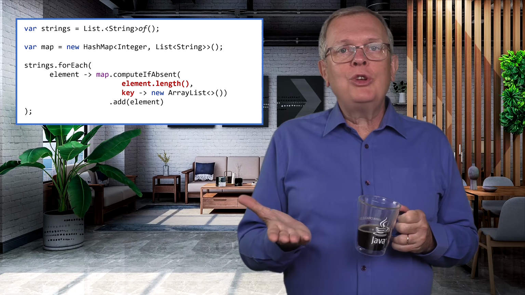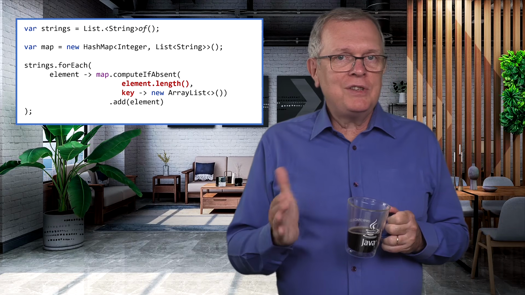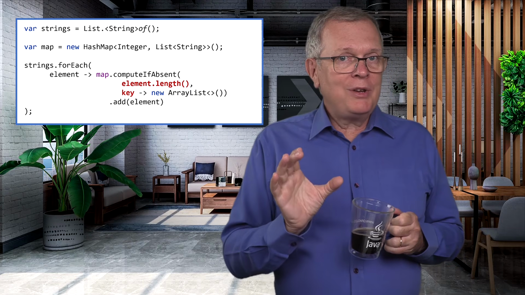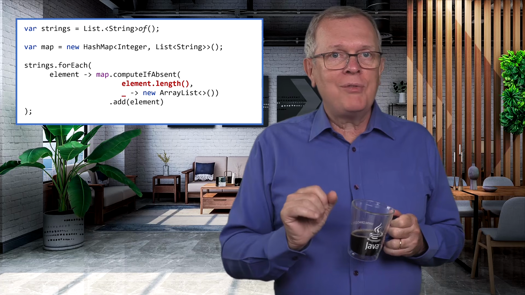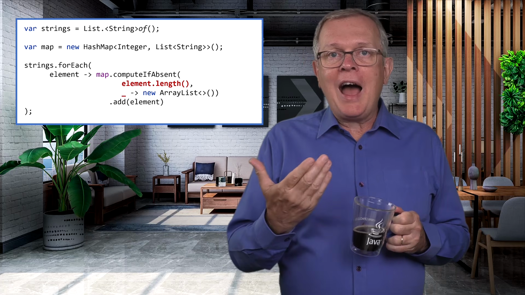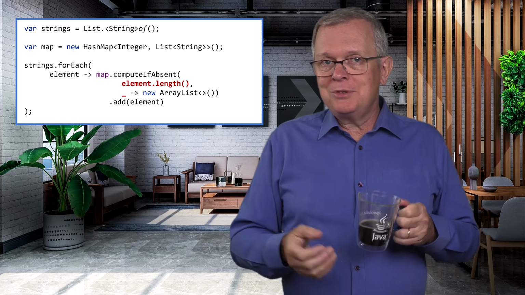But what if you do not need the key in the lambda, which is the case here, by the way? Well, you can now use an unnamed variable which tells the compiler, I do not need this argument. Neat.